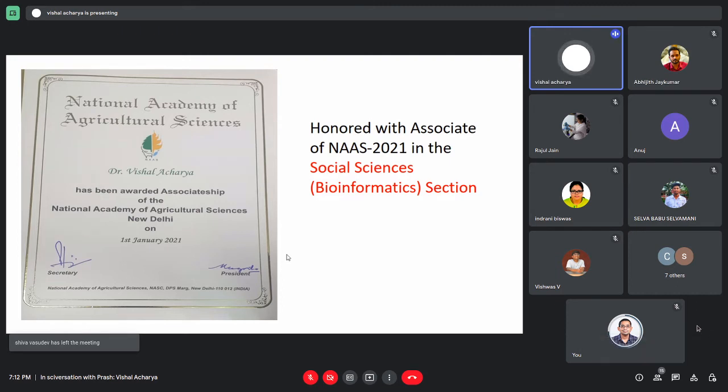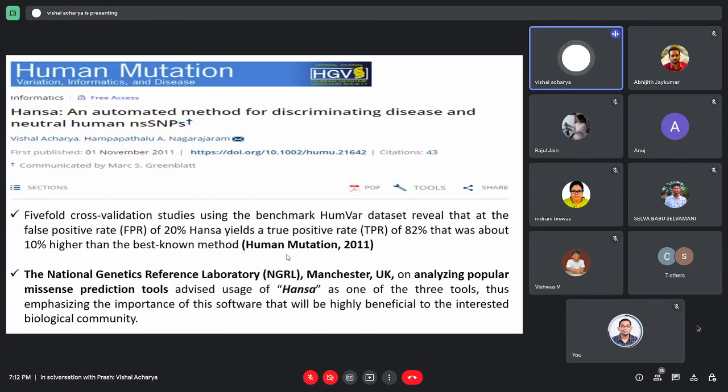So these are all just honors, but the honor is not the important thing. What is important is the contribution. How can bioinformatics help you associate with science? How can you think about big data, how can you think about work?